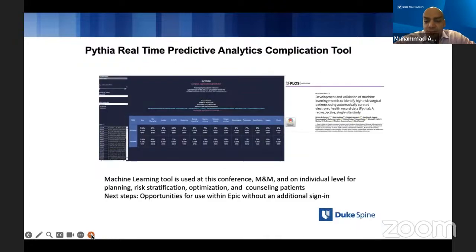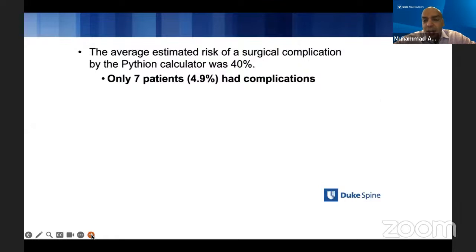We also are using machine learning. This is the Python to really look at a way to risk stratify. And so we can have a predictive analytics about the rate of complications. We found that actually the Python overestimates our complication rate. It would say that we have a 40% complication rate when we really only had a 5% complication rate.